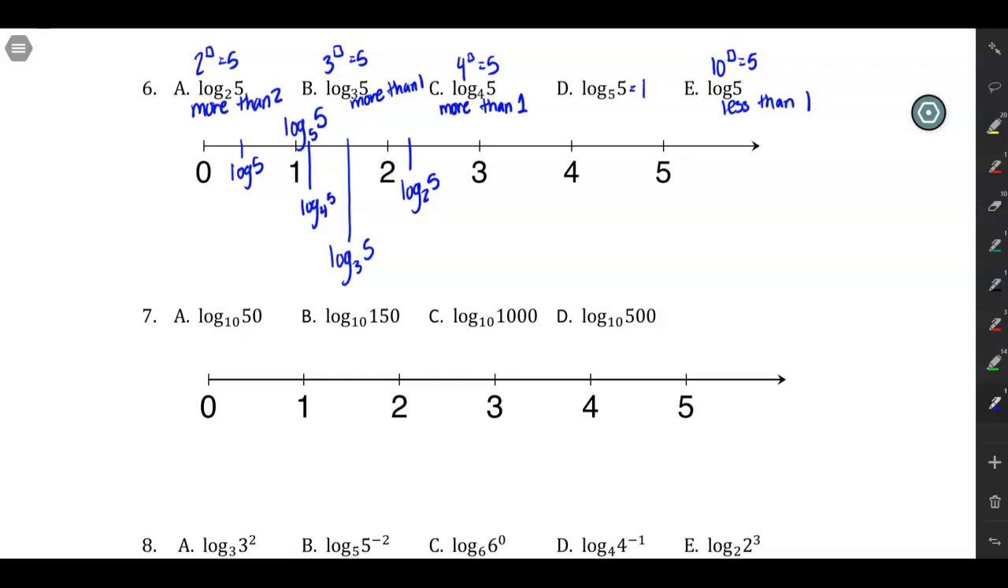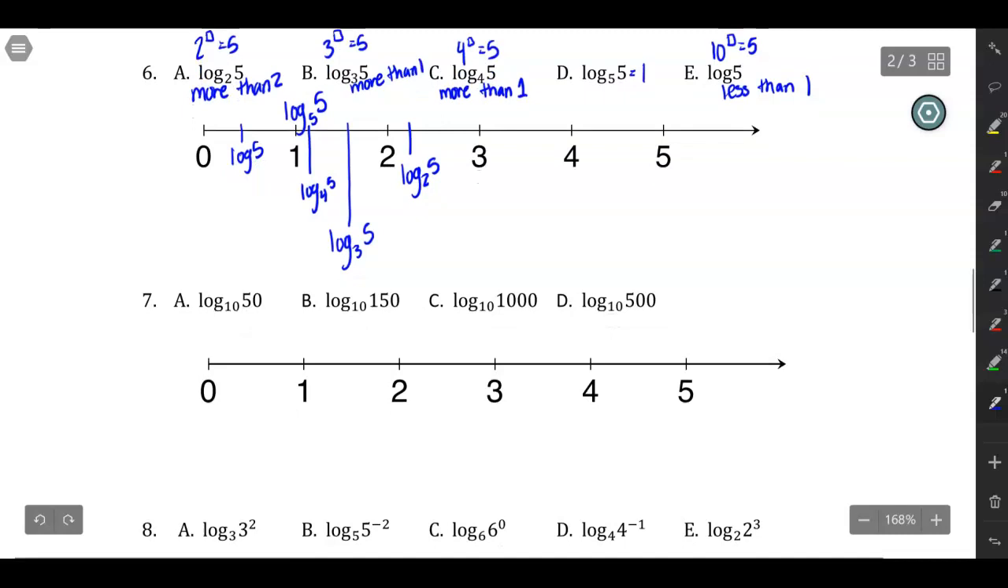You'll notice that the bases kind of go in descending order. So the bigger the base is, the smaller the logarithm evaluates to. So I have the common log, which is log base 10 of 5, is less than log base 5 of 5, is less than log base 4 of 5, is less than log base 3 of 5, is less than log base 2 of 5.